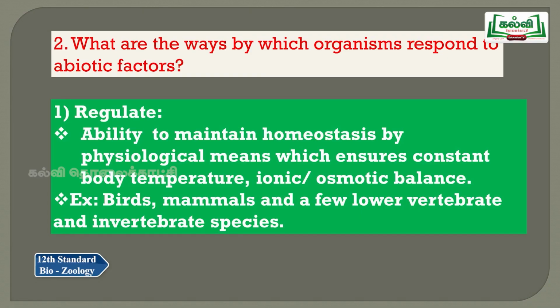So if it is hot, it will sweat; if it is cold, it will develop heat or develop more fat under the skin, or they develop fur on the body. That is how they regulate body temperature, which is called homeostasis. Examples are birds, mammals, a few lower vertebrate and invertebrate species; they all follow the same procedure by regulating their bodily temperatures according to the environment.